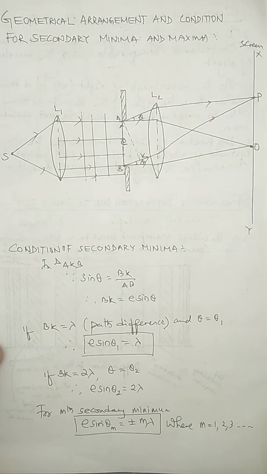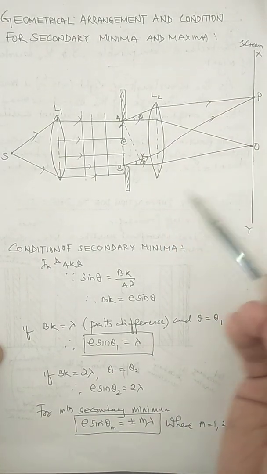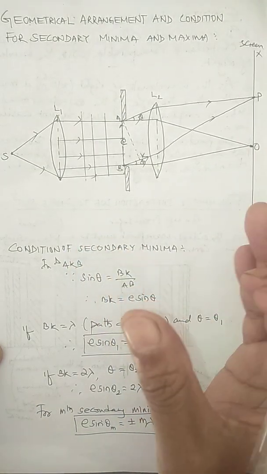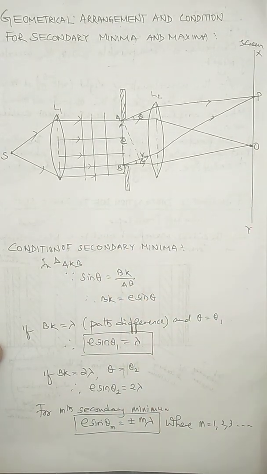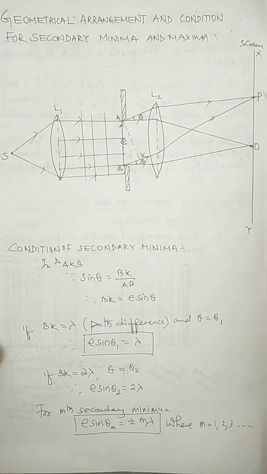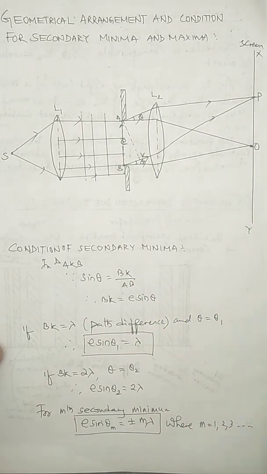Now this condition of secondary minima and maxima is observed in the Fraunhofer diffraction due to a single slit. Because in the last YouTube video you learned Fraunhofer diffraction due to a single slit, and in that video we saw the diffraction pattern formed on the screen due to a single slit. Now the same case I am going to take with this diagram, but we derive the condition for secondary minima and the condition for secondary maxima also.